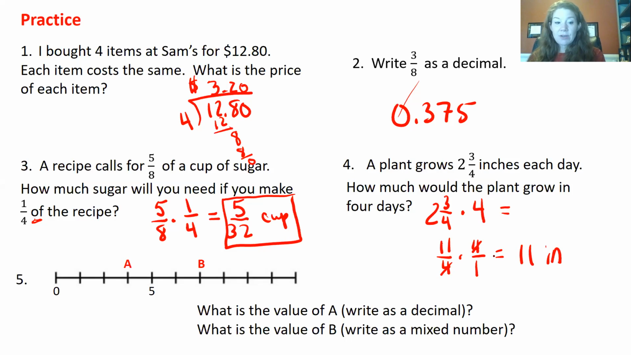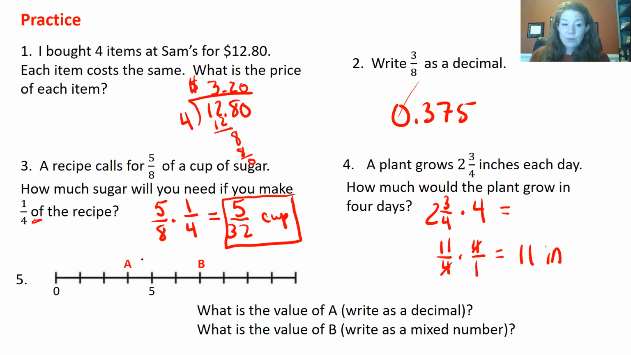All right, now number 5, I know that you have a problem like this on your homework. It's a little tricky, so let's talk about how we would figure out the value for A and for B. So naturally, if there were 5 equal places from 0 to 5, then we would know that each one of these lines represents one whole. But if you notice here, this 5 is not divided into 5 equal places. It's divided into 1, 2, 3, 4 equal parts.